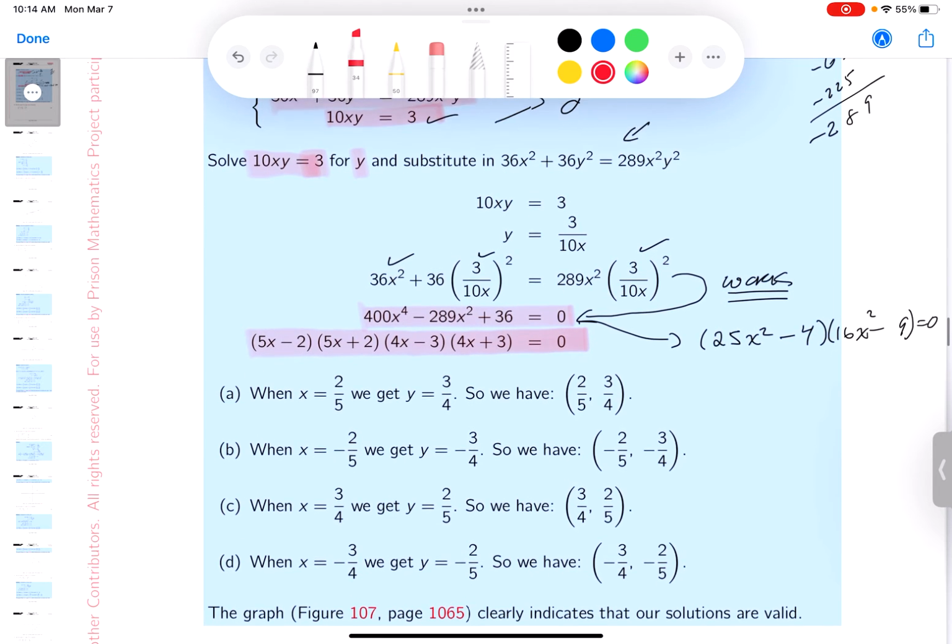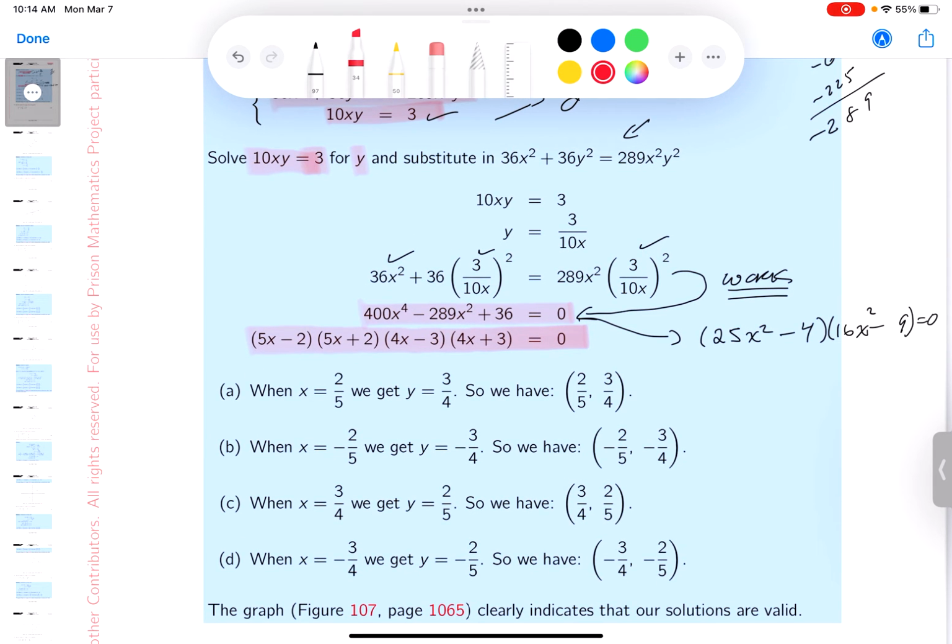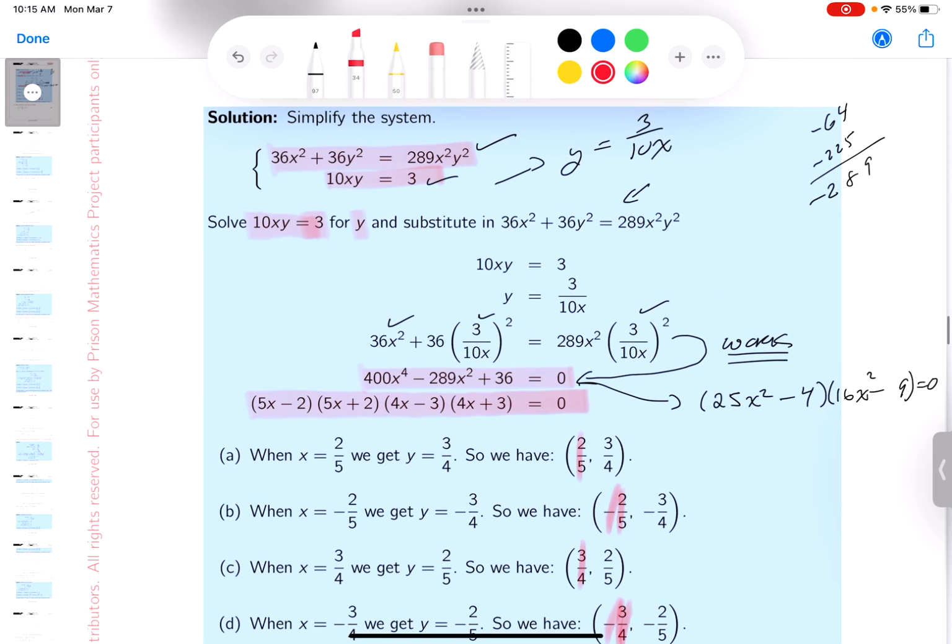Let's go through that, one at a time. You get 2/5 for x, minus 2/5 for x, 3/4, and minus 3/4. The big question is, how do you get the y? There's many ways to do it. My recommendation is to use this over here, though, right? Or to use this, whatever you want to do.